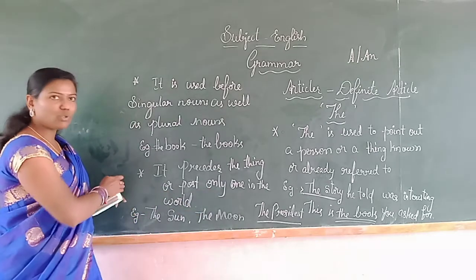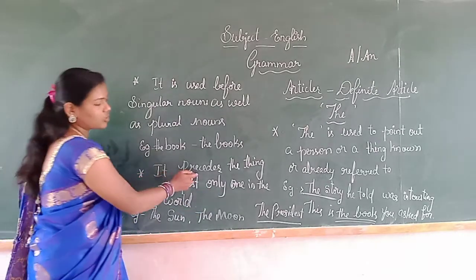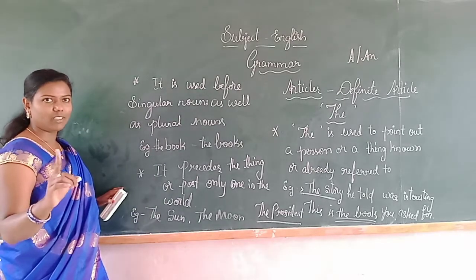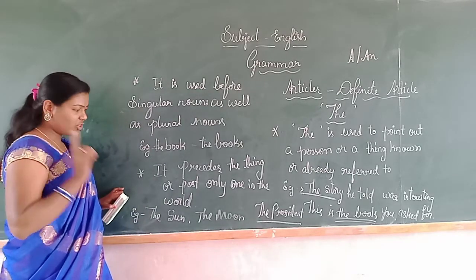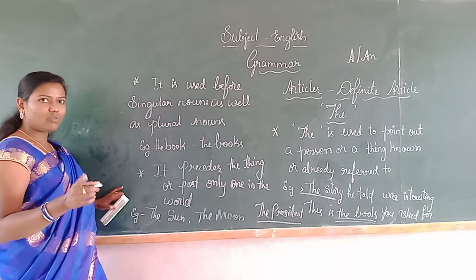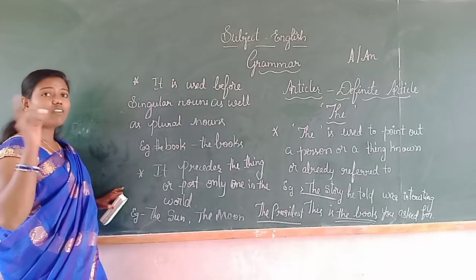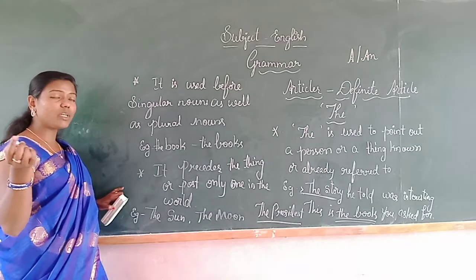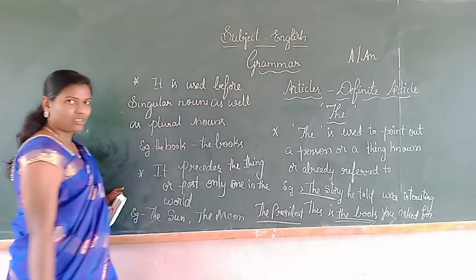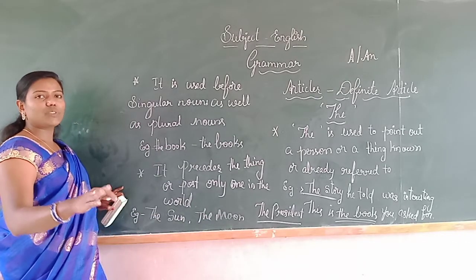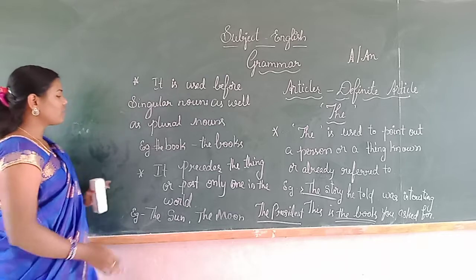So, according to third rule, it precedes the thing or post only one in the world. Moon also one and sun also one, president also one and chief minister also one in Karnataka only. In our nation, so many chief ministers are there. So, when we consider only Karnataka, we use the chief minister. Okay. And fourth point.